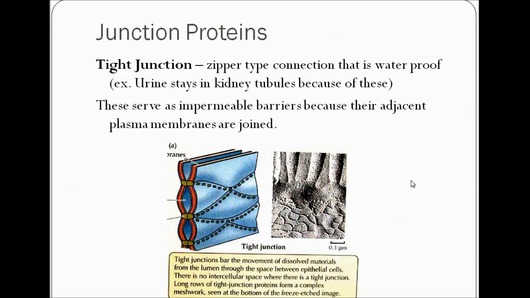Then you have tight junctions. These are zipper-like things. You can even see they look really kind of like this picture. And it serves as a waterproof barrier. So we also find out their adjacent plasma membranes are joined. So that's kind of a big deal, having all these plasma membranes hooked up.